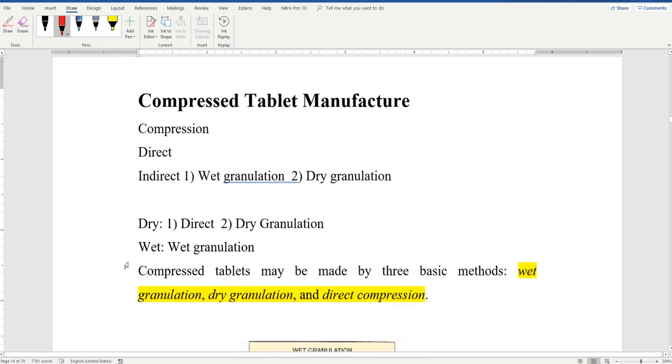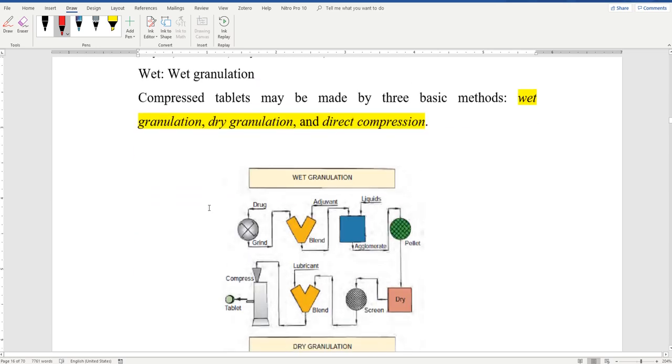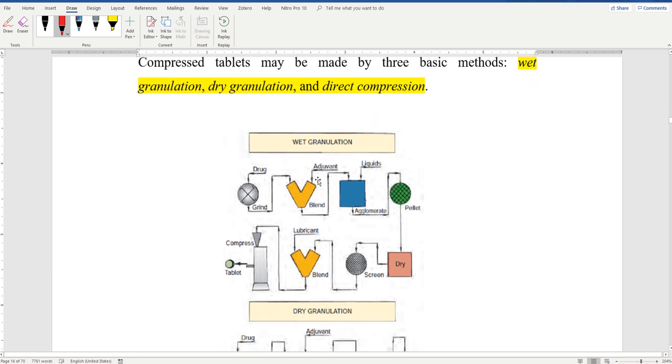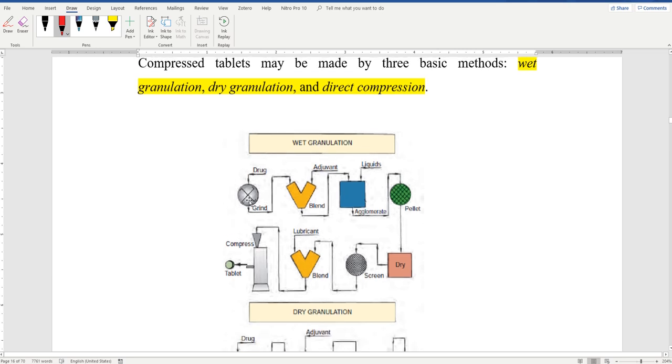So let's look at the different process and discuss them. الwet granulation اللي هو indirect method. See, first I have to control the size of the drug and the excipients. Number one. Number two will be mixing. So I have to prepare a uniform mixture. Number three, I need to add the binder solution. I need to add the adhesive liquid.